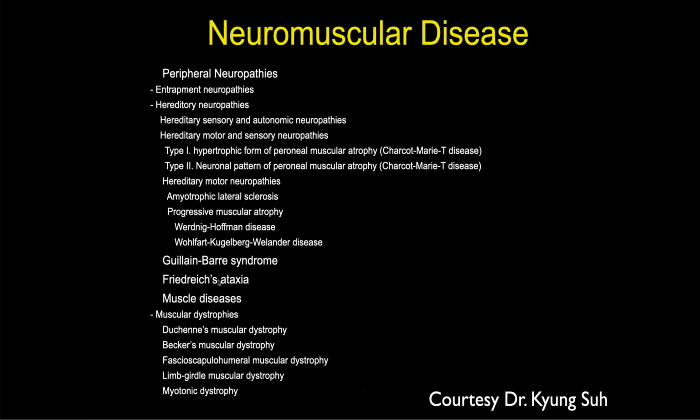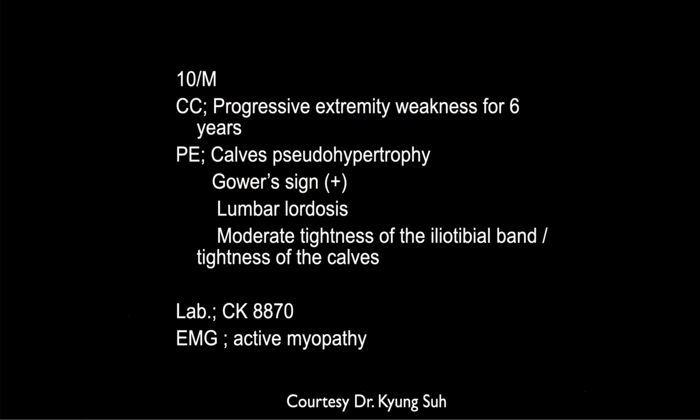And there are a whole bunch of neuromuscular diseases that can affect the muscles. There are entrapment neuropathies, a lot of hereditary things that we're not going to go through, Guillain-Barré syndrome, Friedreich's ataxia, and just a lot of muscle diseases. There are more and more as we go along, and a lot of these are going to be divided into multiple ones as we get more information concerning mutations and the biochemical basis of these diseases.